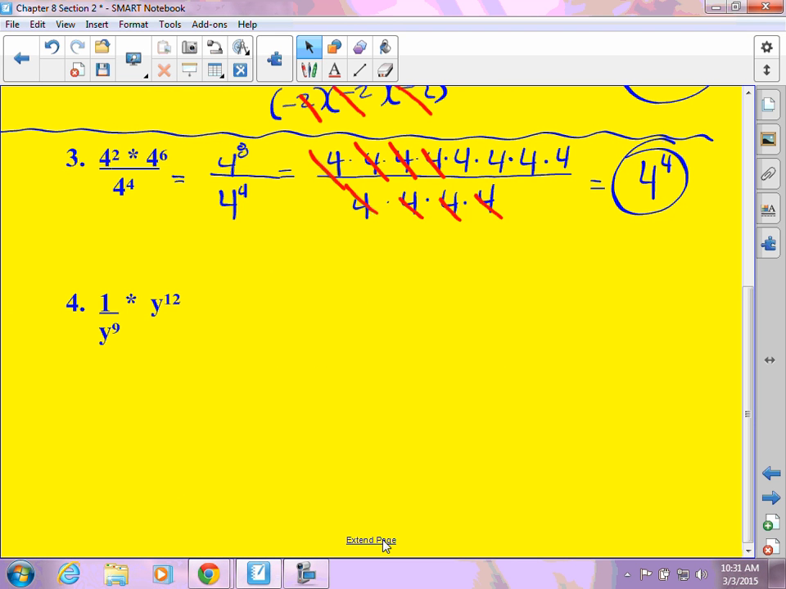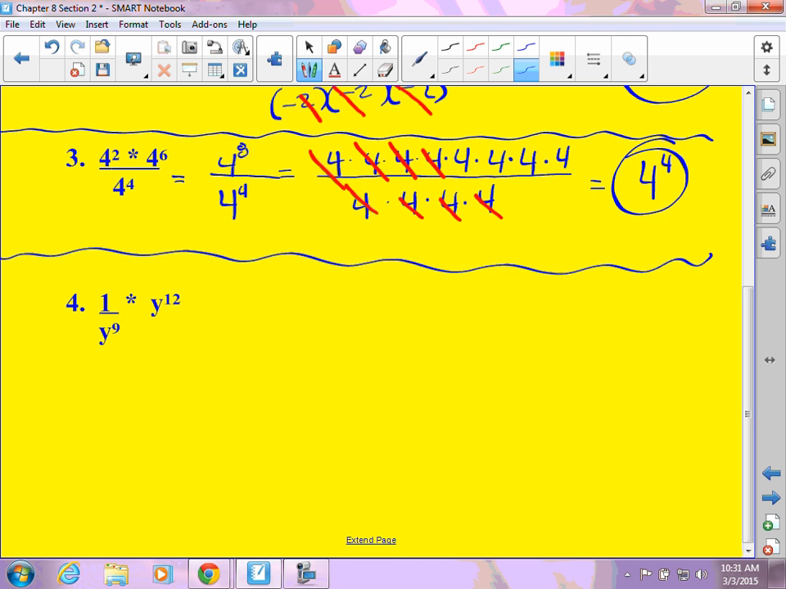This next one can be kind of trouble for students. Notice it's 1 over y to the 9th, yes? Okay, this next one, it's just y to the 12th. So what number is technically underneath it? Yeah, there's a 1. So I put it over 1. And then I bring it together. So 1 times y to the 12th is y to the 12th. And y to the 9th times 1 is y to the 9th. So make sure you bring them together.